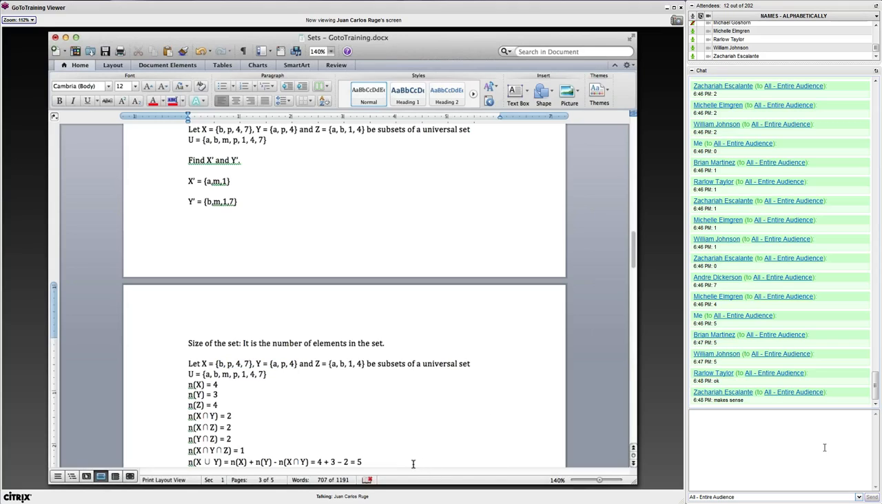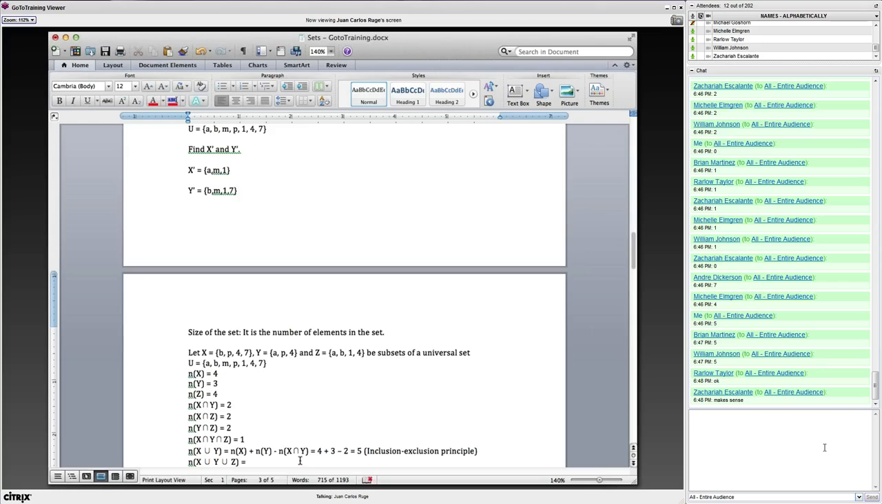This is called the inclusion-exclusion principle. And the idea here is count the elements of the sets, so that is add the numbers, and then subtract the repetitions. The intersection is a repetition. Now, can you tell me, what is the number of elements in the union of X, Y, and Z? Now, we're talking about the union of three sets.